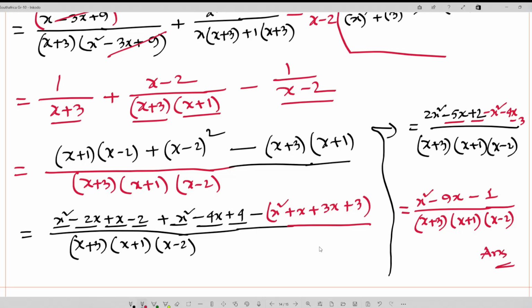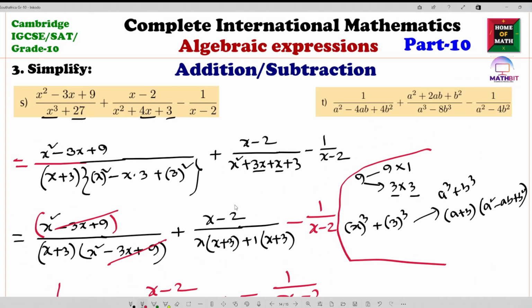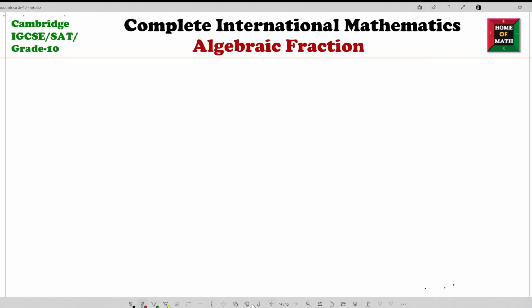It looks a little bit bigger in size but it's not so hard. Just go step by step, and once you complete it, your answer will be right. So number 10 is done, and we are in part 10, and this is the last part of this series, algebraic expressions, or we can say algebraic fractions. So number 10 is done, we can start the next number.